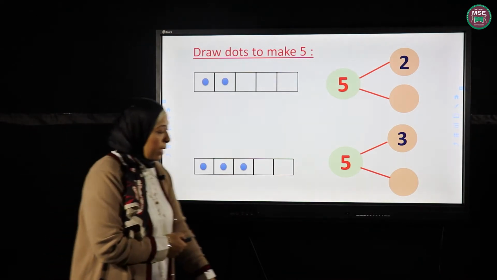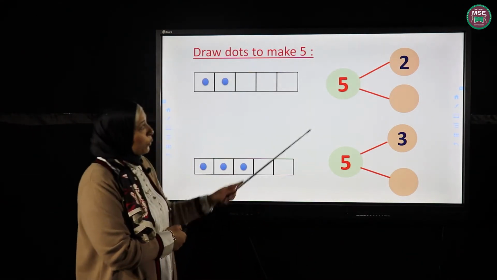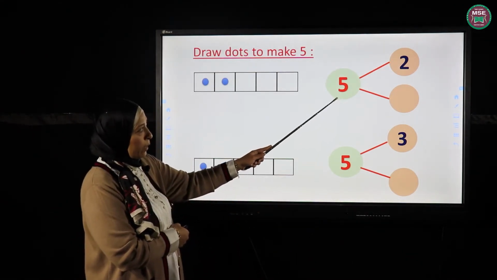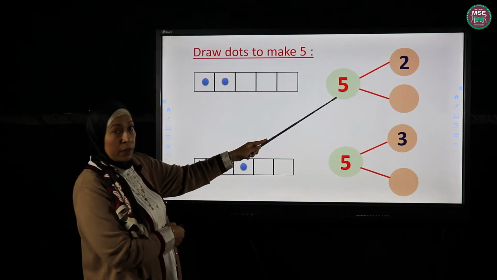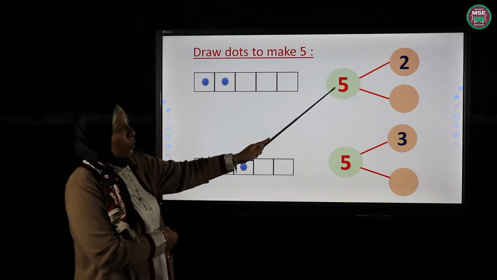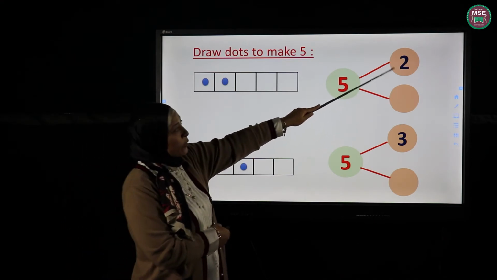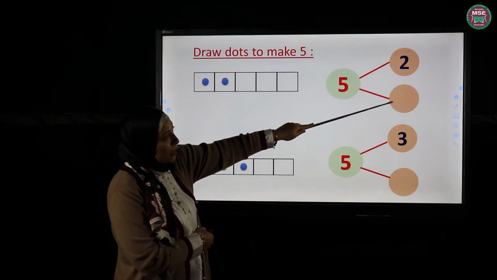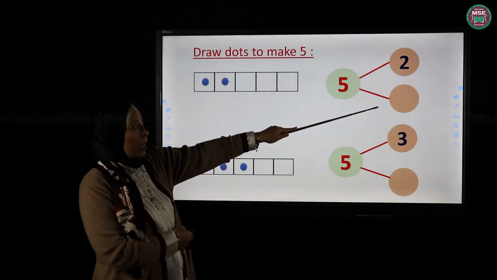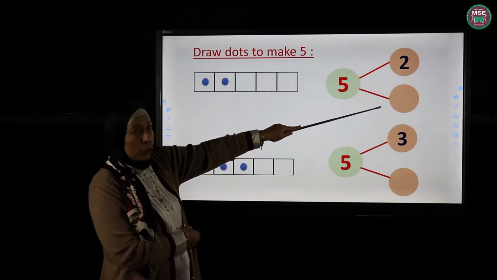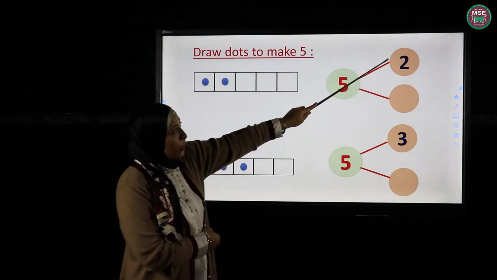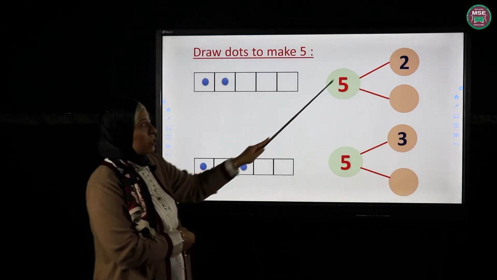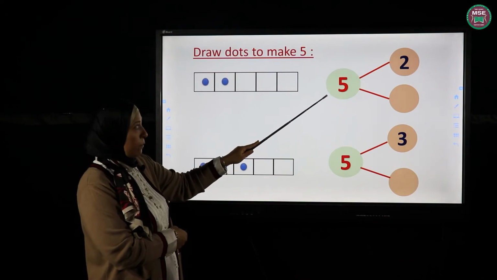Here also I have another number bond for number 5. Okay, this is number bond of 5, but here I have 5 in the whole part, in the whole one, and in the first part I have 2, and the second part here is empty, I have nothing. I want you all to know the number that we should write in the second part so that part 1 and part 2 are going to give us 1 whole 5.